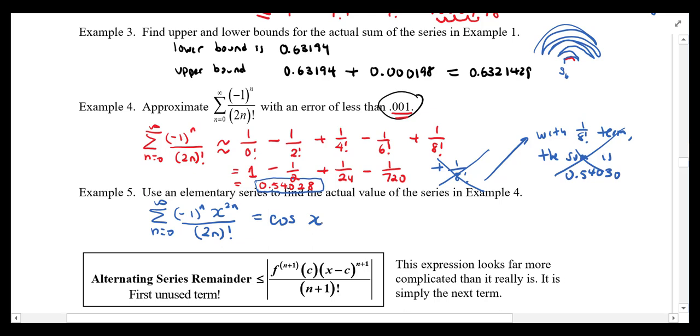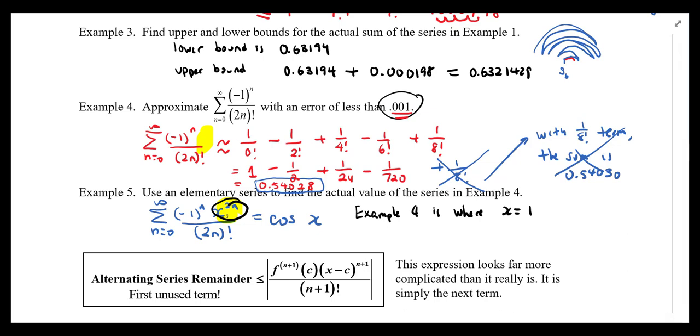Yes. But it looks almost the same except for this term. So it's not there in example number 4. Well, it actually is there. And you see how example 4 is where x equals 1. Because if I made this equal to 1, 1 to the power of 2n is just equal to 1, and then you get example number 4.